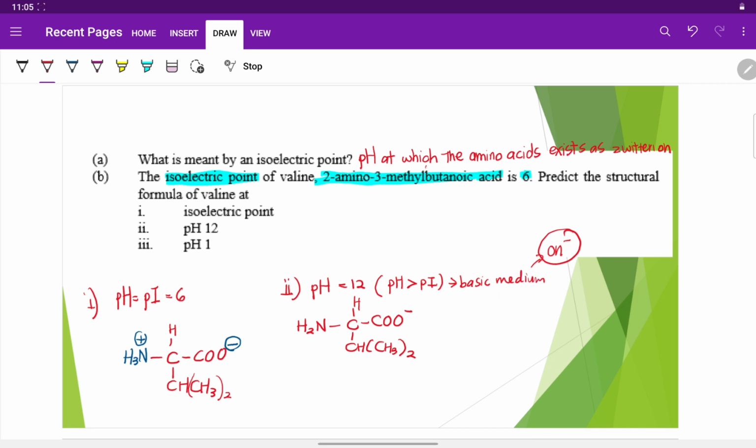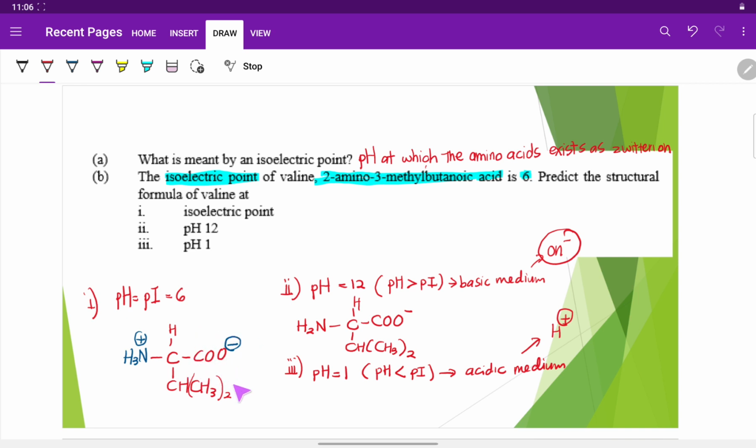Dan last sekali, yang ketiga, bila pH equals to 1. So, in other words, pH less than pI. So kita ada dekat sini acidic medium. So kena ingat acidic medium akan ada apa? H plus. So bila H plus, maksudnya refer balik kepada zwitterion tadi, H plus akan attracted dekat mana? At this part.